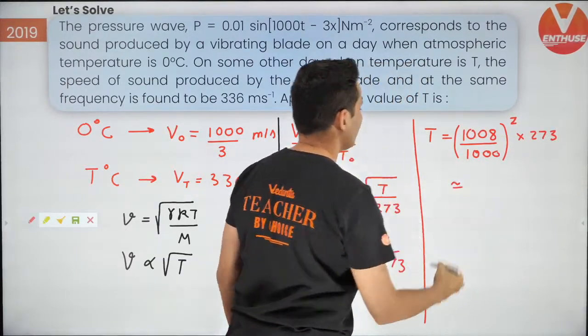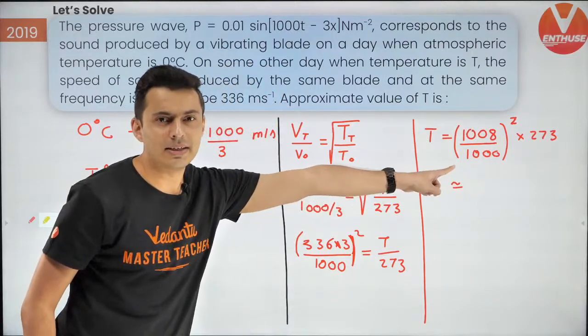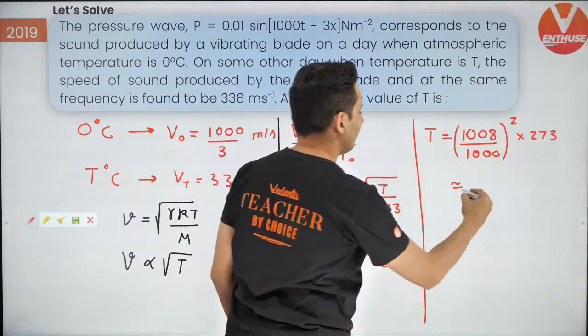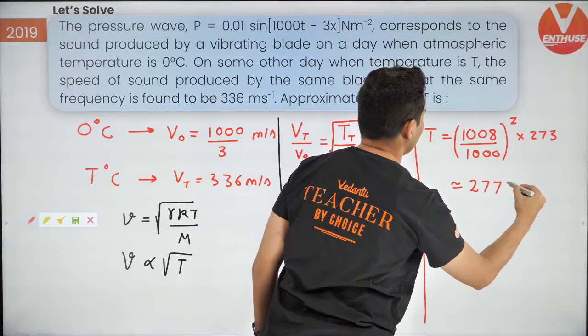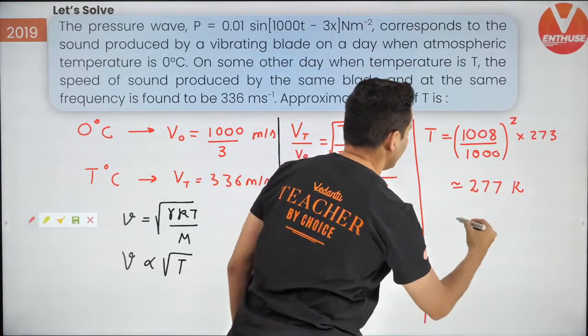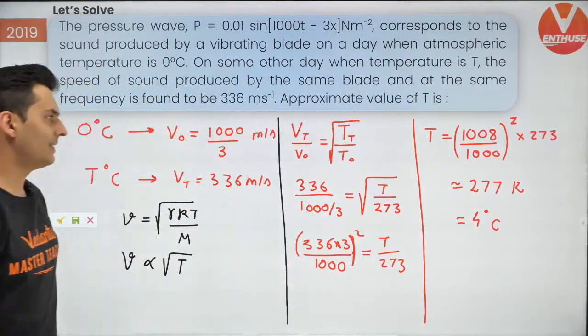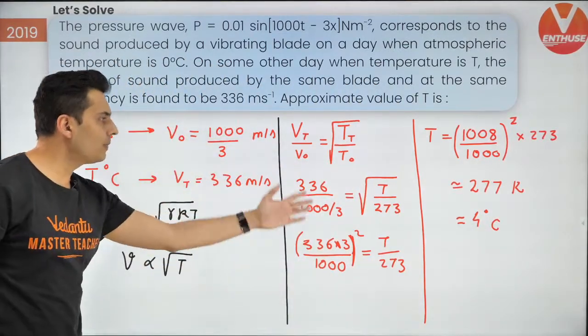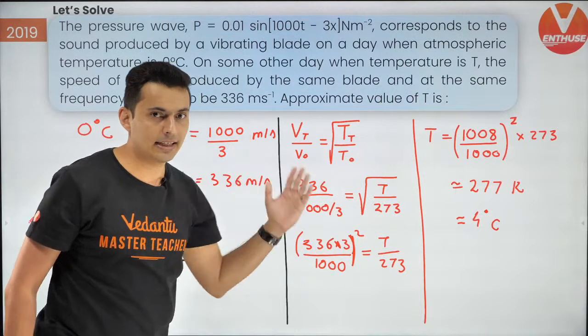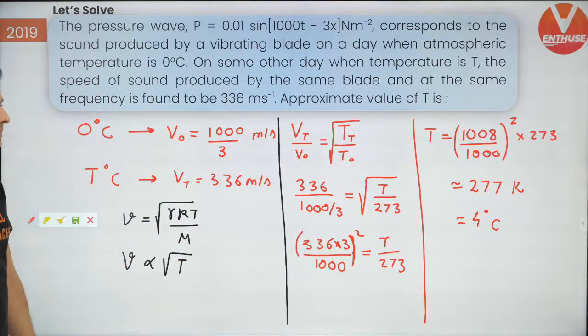Now when you solve this, it will be slightly more than 273, slightly more. It comes close to 277 Kelvin, which is approximately 4 degrees Celsius. That's the answer. Purely formula based question. You can see that. Purely formula based.